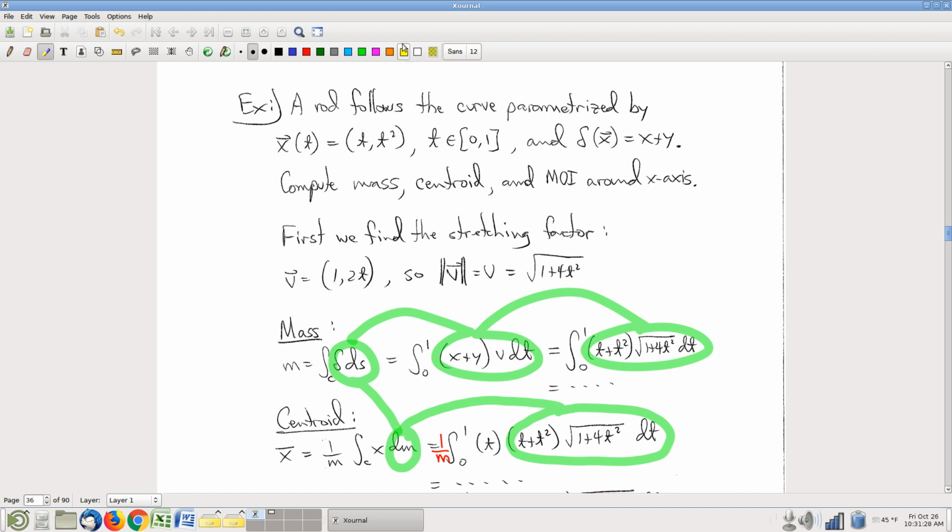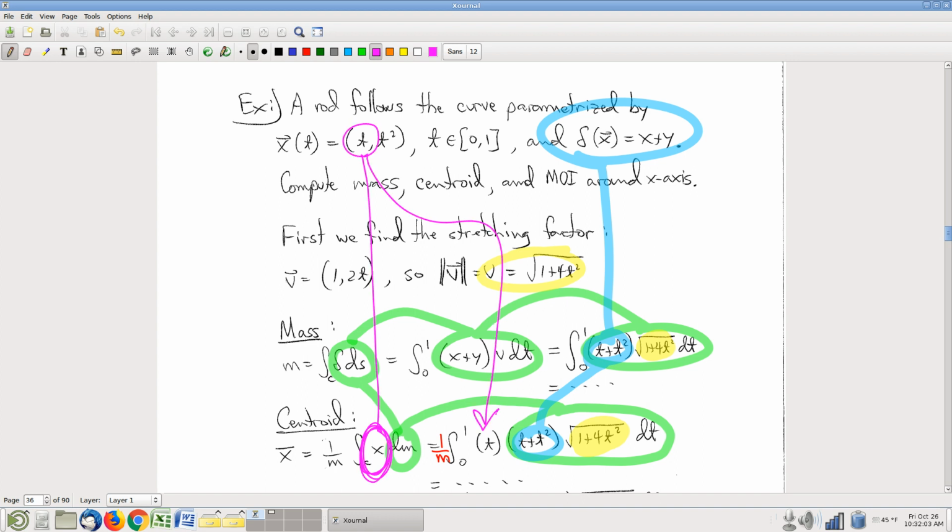We've got stretching factor, just like we had before. Stretching factor times dt gives me ds, and then density times ds gives me dm. Everybody on board? Same argument as before, pretty much. So what's the difference? What's new in this integral? Well, of course, the new thing is the x right there. And x, of course, is t. Again, straight from the parameterization.